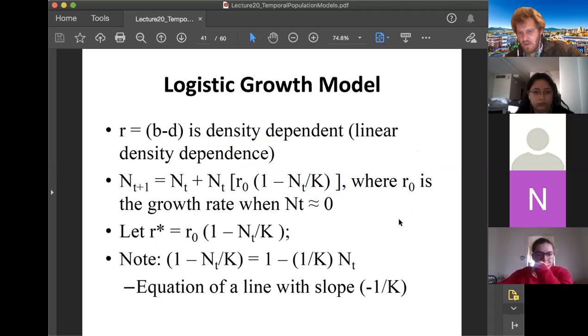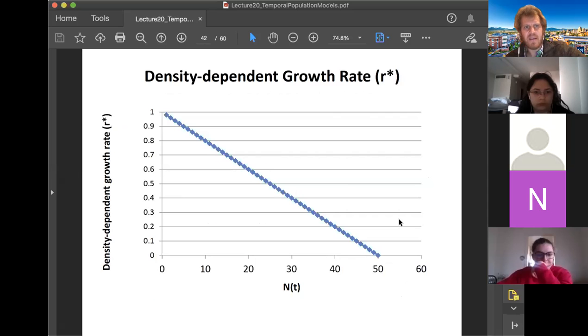Okay, so you've seen these equations before. Maybe not in terms of how little b and little d change with N, and how that is how we derive the logistic growth model. Density dependent growth rate, R, is also a linear function that decreases from 1 to 0 as N of t approaches carrying capacity. So in this case, carrying capacity is 50.